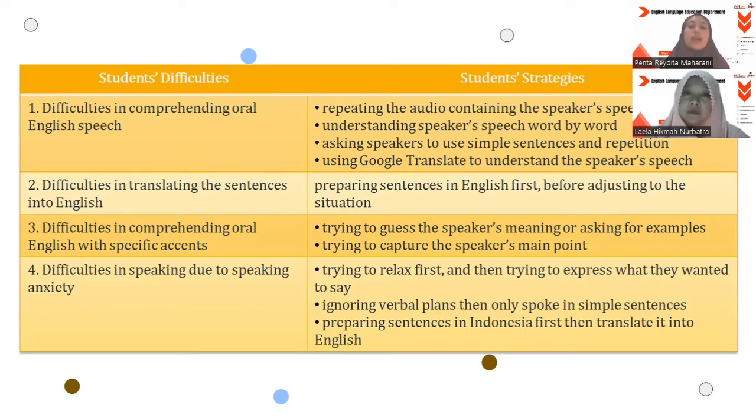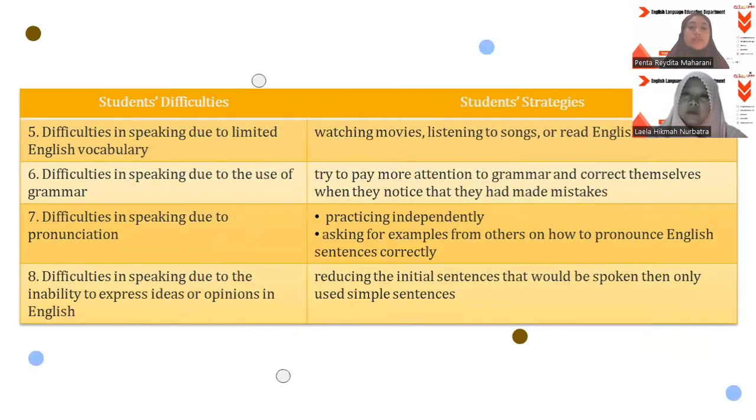point. And for coping with the student difficulties related to speaking anxiety, the student used three strategies, which were trying to relax first and then trying to express what they want to say. The second one is ignoring verbal plans that only spoke in simple sentences, and also preparing sentences in Indonesian first, then translate it into English.